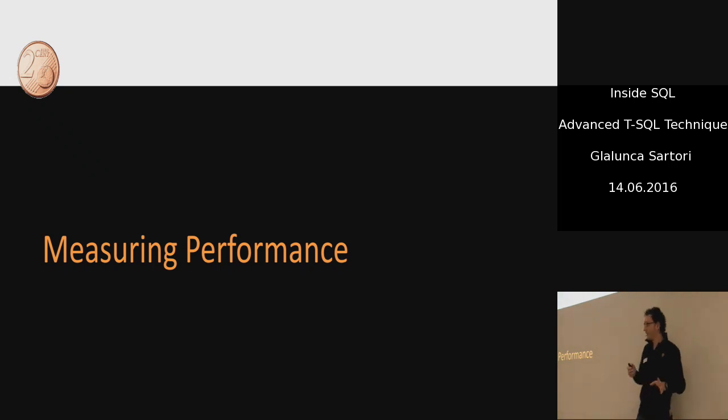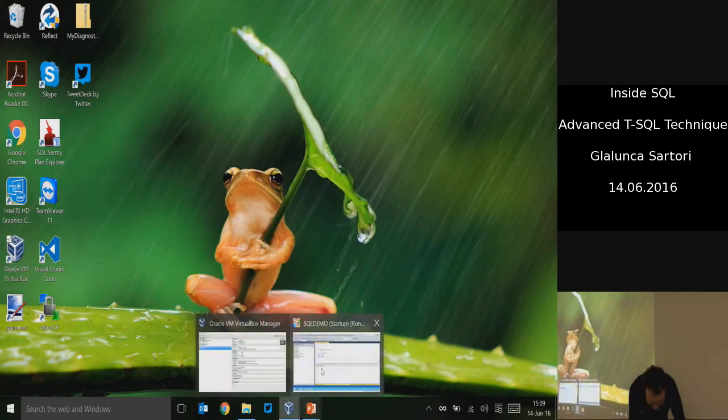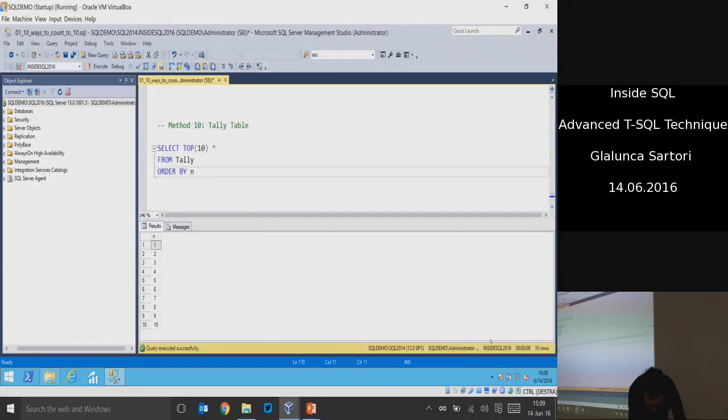Okay, regarding performance, one of the things we have to do is make sure that we are measuring things in the correct way. So we have seen 10 ways to extract 10 numbers from the database. Which one performs best? We don't know, because we would have to measure that. And the easiest way to measure the execution time is to look at the execution time that we have here in the bottom right corner of Management Studio.